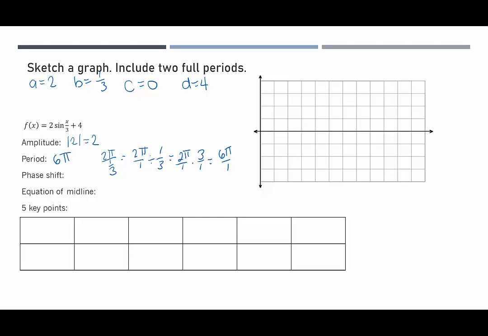The phase shift, since C is 0, there is no phase shift. Yay! The equation of the midline is y equals d, so this will be y equals 4.